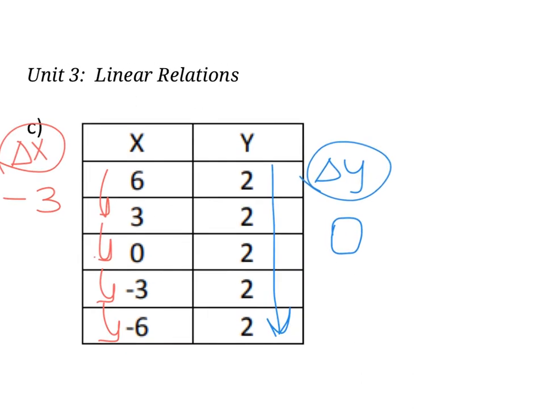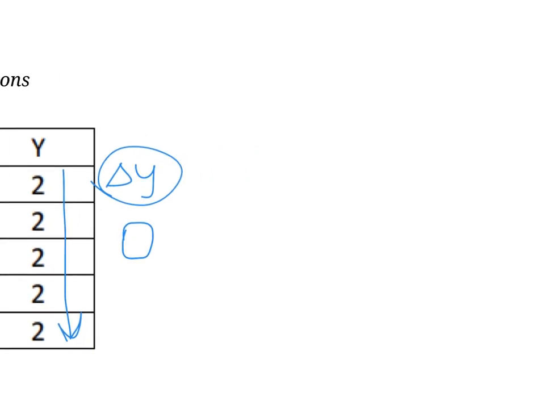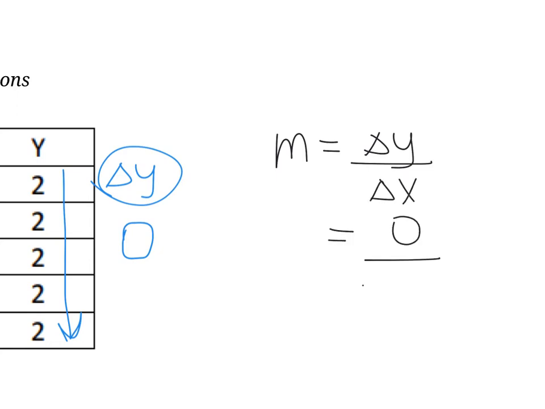Now if I go ahead and calculate my slope and plug those numbers into my formula, I'm going to have 0 divided by negative 3. 0 divided by negative 3 is 0. A slope of 0, if you remember from the previous section, means that this is going to be a completely horizontal line. If I were to take those numbers in my table of values and plot them on a grid, it would create a line that is completely flat and completely horizontal.